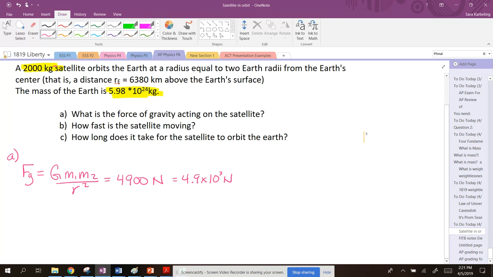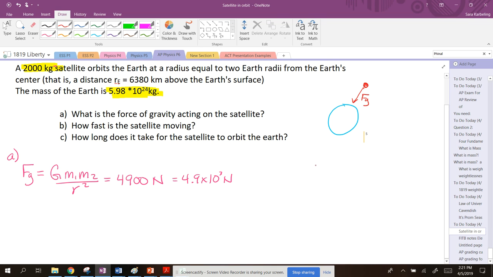All right, so now you're trying to figure out how fast it's going. We don't know how long it takes for it to go around. In fact, that's what we're looking for next. Let's think about this force. If this is the Earth, and here's my satellite, and it's going around in a circle, what forces are acting on the satellite? Force of gravity. In fact, we just found it, didn't we?